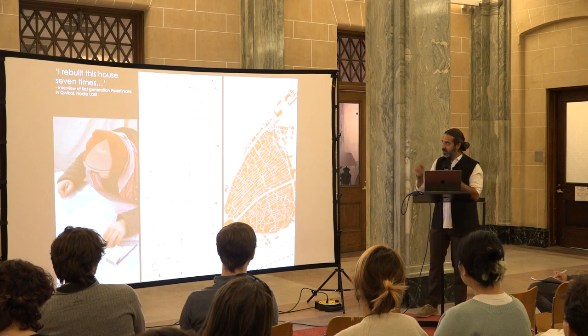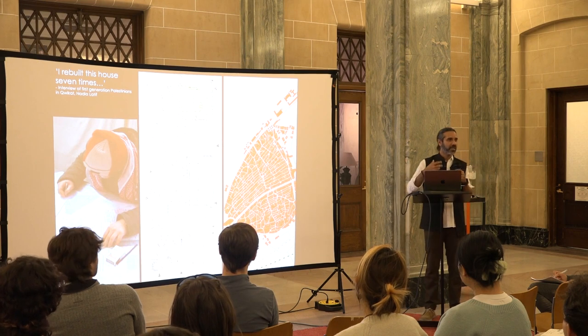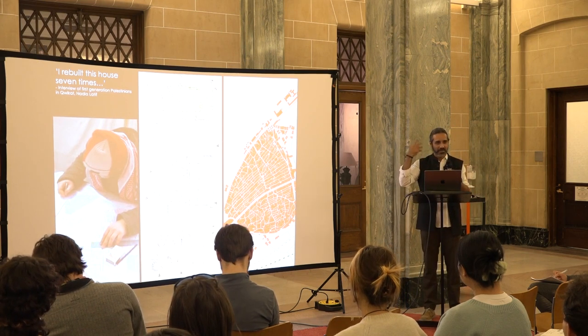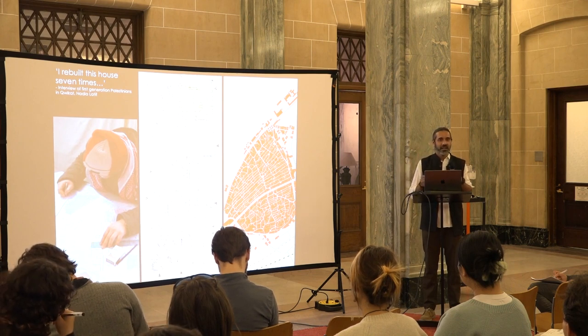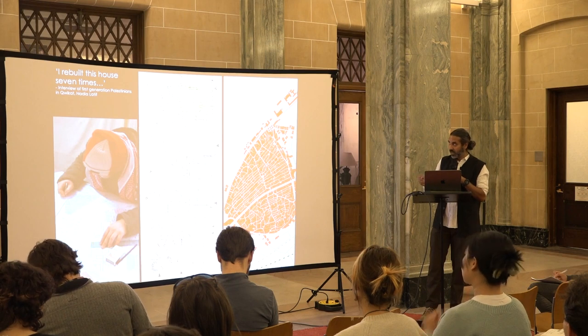So the map that you see in the center is literally the oral history as people would recount of where they were living, and remember that the camp is destroyed. So people are recounting all of their memories of the living spaces as they had lived before the camp was destroyed.